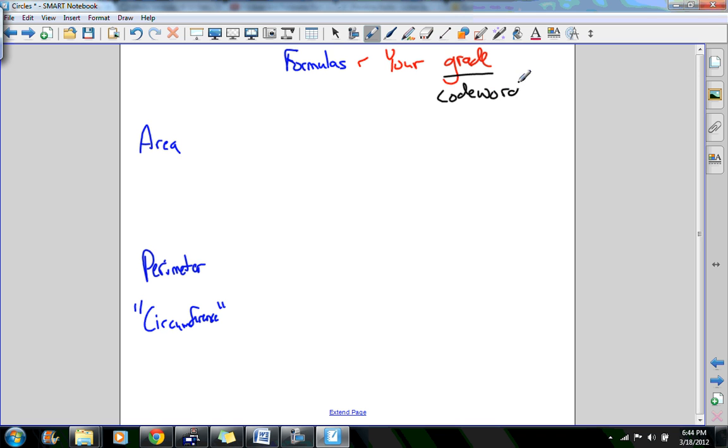So, the formulas are going to be your grade or code word. So these are what you need to bring into class tomorrow. The area for a circle is equal to pi times r squared, r being the radius, pi being the value 3.14159 continuously on. The perimeter, or the circumference, is going to be equal to diameter times pi. We're going to use these for a while and I'll show you what I mean.